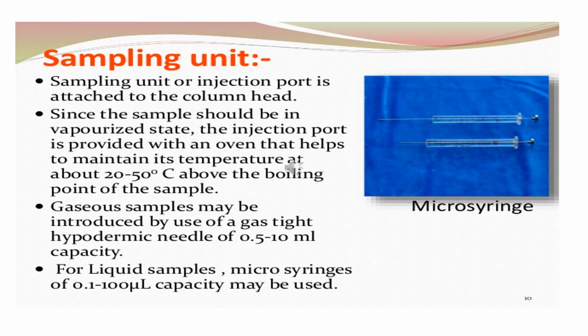Sample unit. Sample unit or injection port is attached to the column head. Since the sample should be in vaporized state, the injection port is provided with an oven that helps to maintain its temperature at about 25 to 50 degrees Celsius above the boiling point of the sample. The gaseous sample may be introduced by use of a gas tight hypodermic needle of 0.5 to 10 ml capacity. For liquid sample, a microsyringe of 0.1 to 100 microliter capacity may be used.